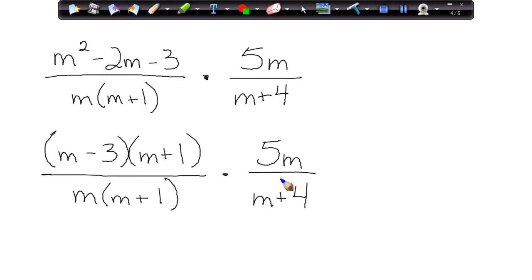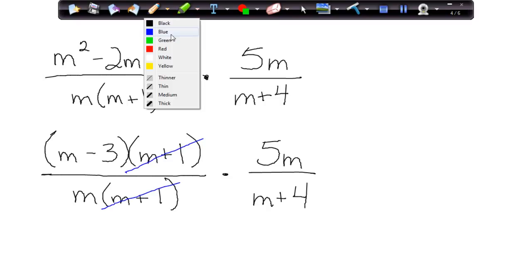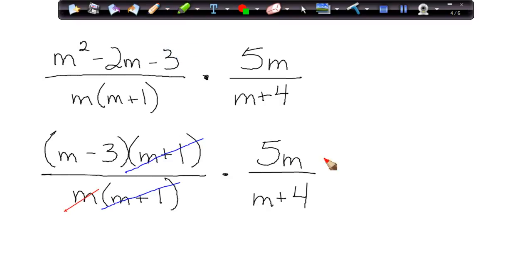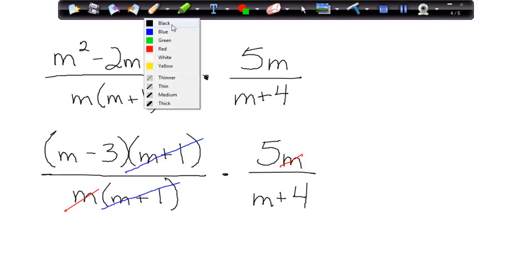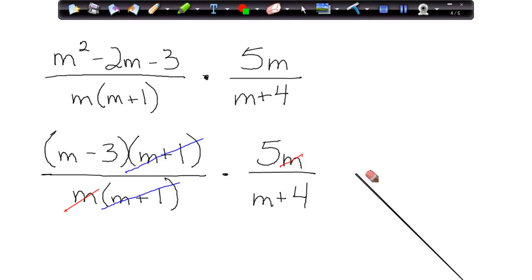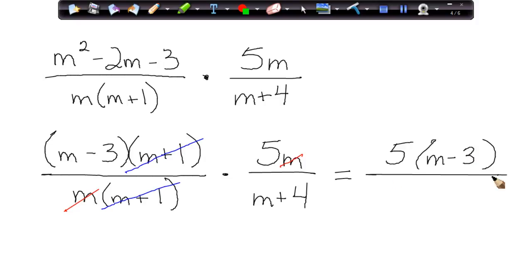Okay, try to cancel things that we can cancel. Anything on the top can be canceled with anything on the bottom. For example, m plus 1 with m plus 1. And we can cancel out an m with an m over here. So long as one thing's on the top and one thing's on the bottom, you can cancel. Now we have left on the top 5 times m minus 3, and m plus 4 on the bottom.